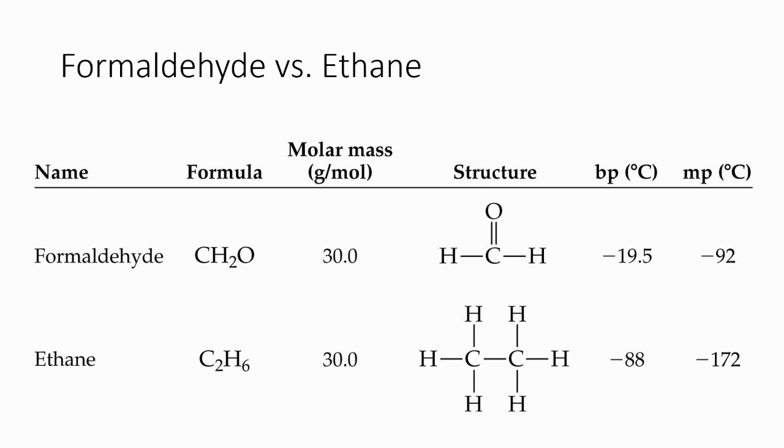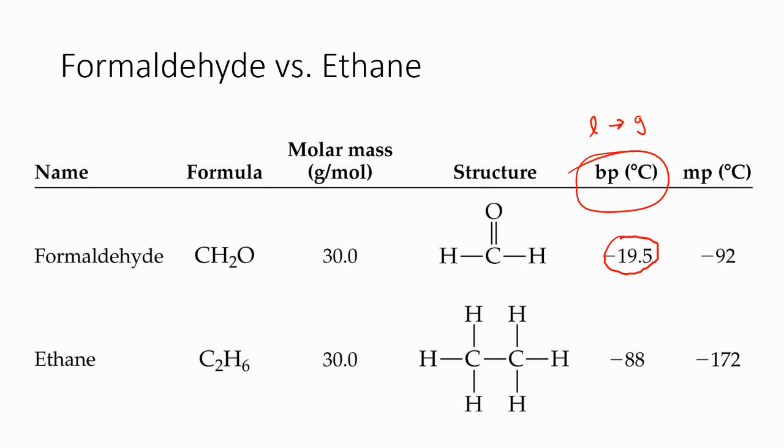Okay, so finally in this video, let's go back to what we said at the beginning. We said these two molecules have the same molar mass. These two molecules have almost identical numbers of total electrons. But if I look specifically at their boiling points, I notice that there's a major difference here, okay? And remember that boiling means that we're going from the liquid to the gas phase, and that in order to do that, you have to break intermolecular forces. For formaldehyde, that happens at negative 19.5 degrees Celsius.